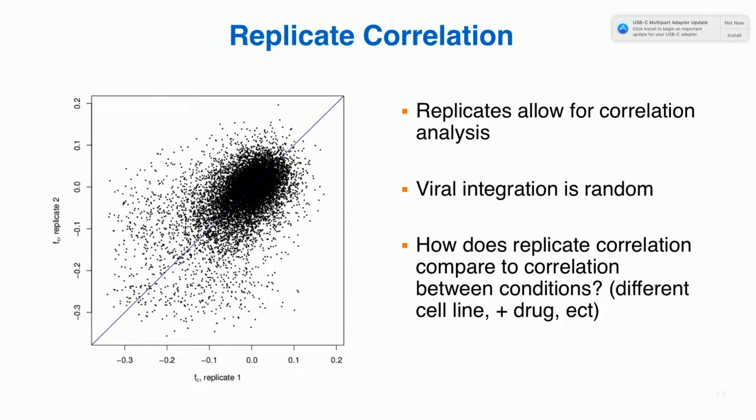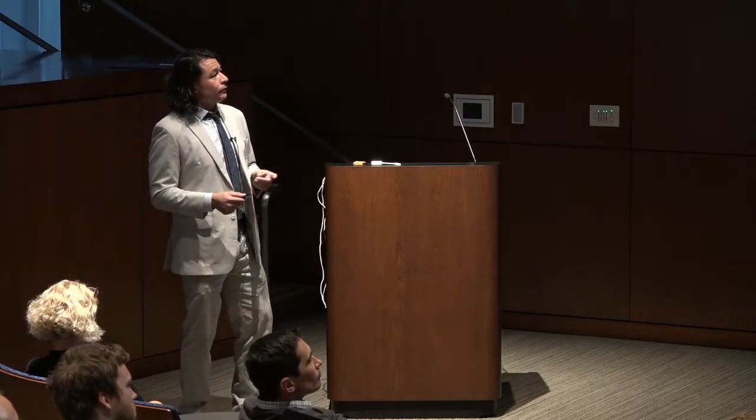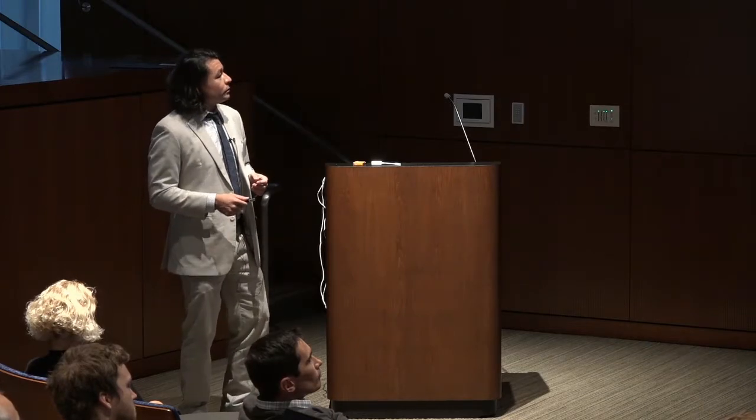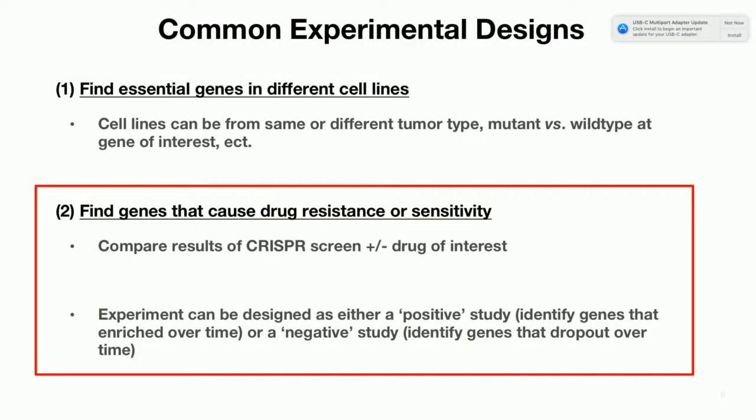We like to do a minimum of 2 replicates, so that's 2 independent transductions per experiment. That helps make up for the fact that the viral integration is random. Doing this, we'd like to see about a 0.9 correlation in terms of single gene fitness between the replicates. So that's a single essentiality screen, no drug.